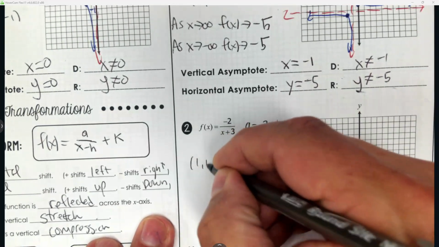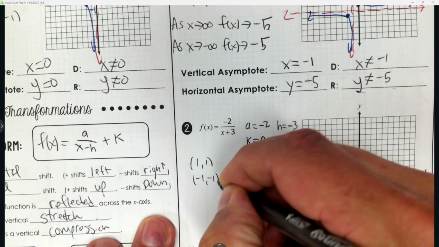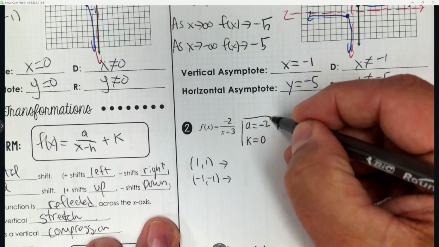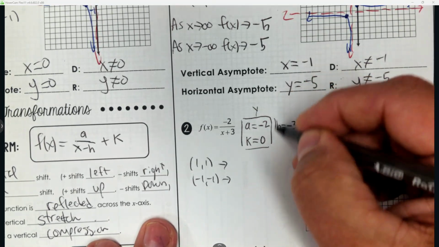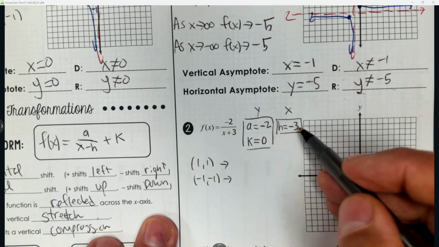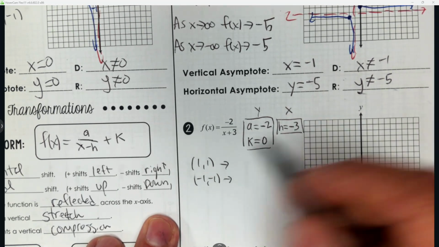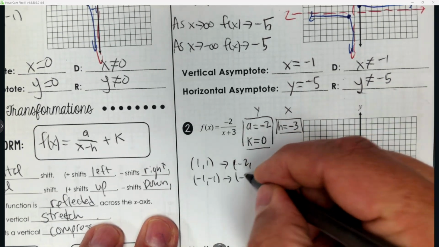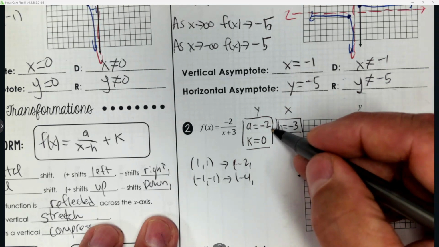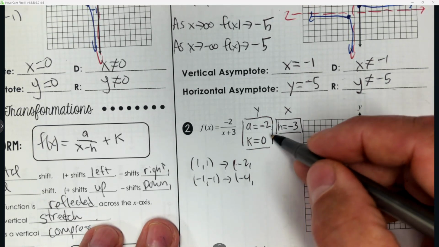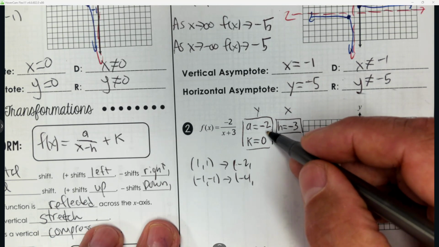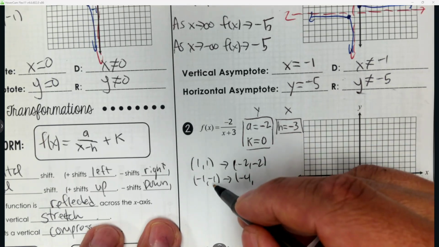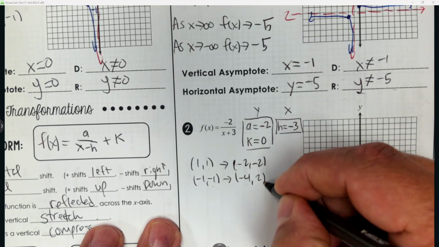The 2 points I'm going to write down are (1, 1) and (-1, -1). The x value, let me put a box around this again. This affects the y and this affects the x. So to the x coordinate, we're going to subtract 3. So 1 take away 3 and -1 take away 3. To the y value, we're going to multiply. Now if I add 0, it doesn't do anything. So we're just going to multiply by -2. So 1 times -2, and negative times a negative is +2.